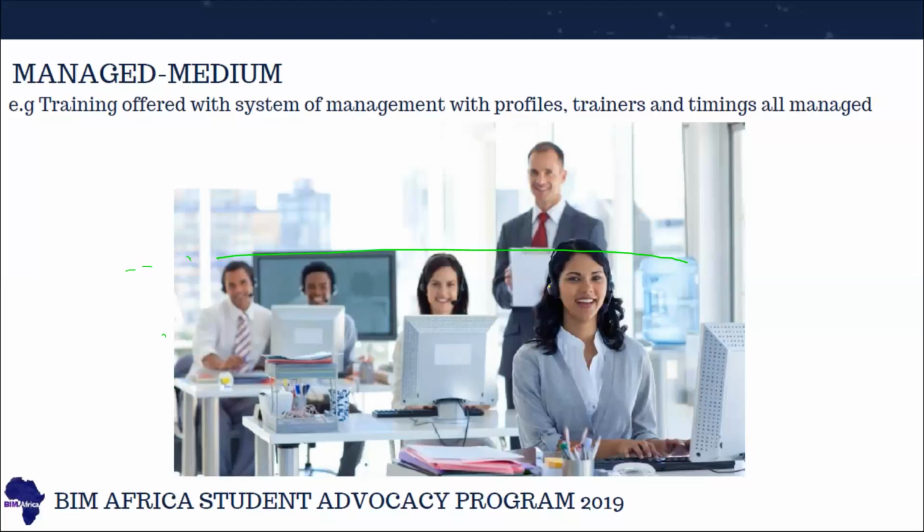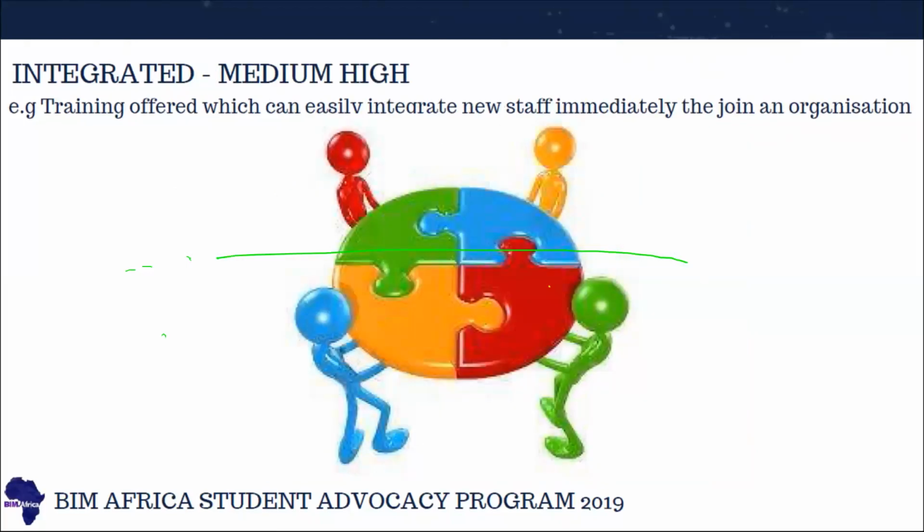Okay. When we look at integrated, the easiest example I can give you is, let's say Moses joined our company today. Immediately he comes, looking at his CV, I can just say, okay, Moses needs to take training B of category C and training B of category A. So I know what he has and I know what he needs.